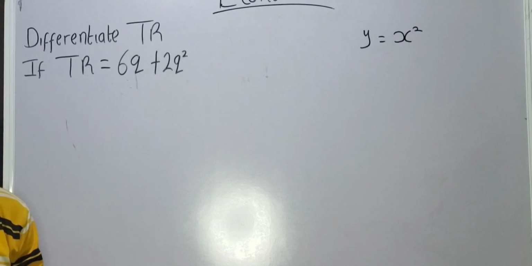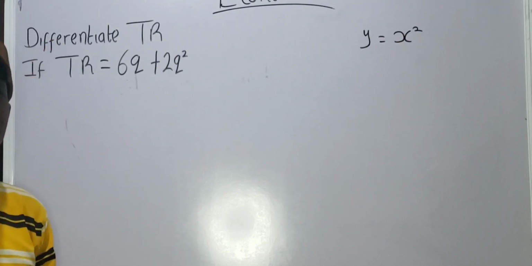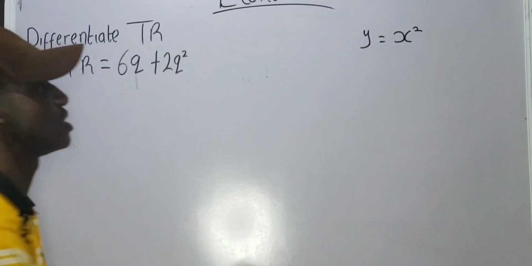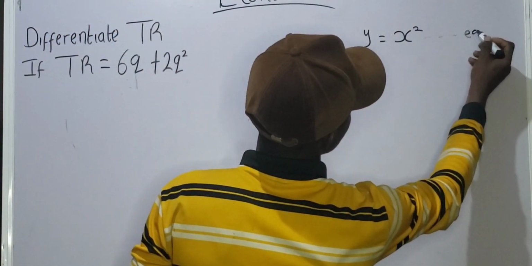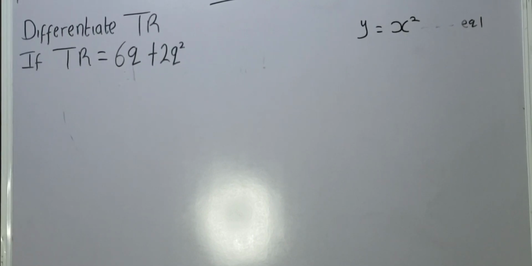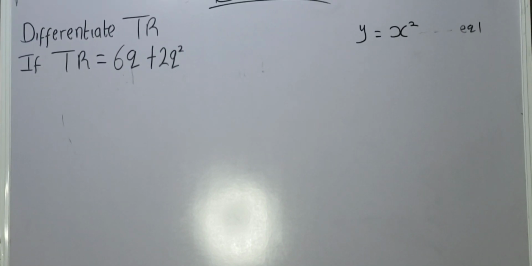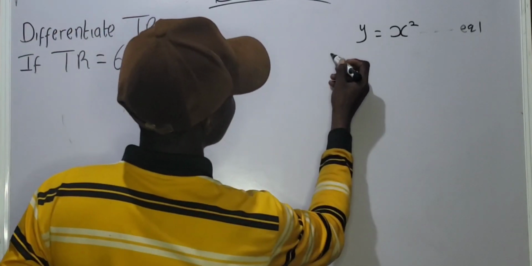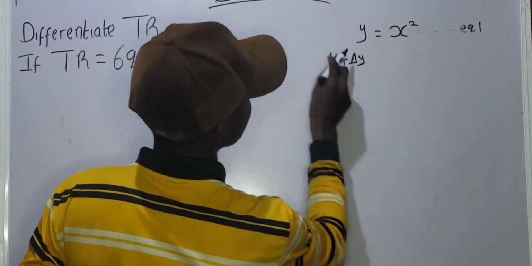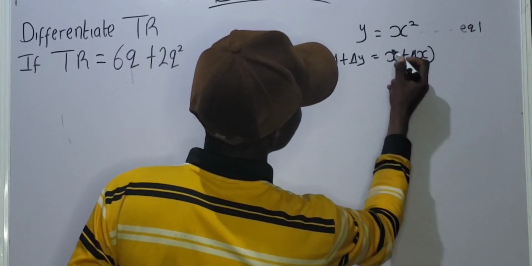The meaning of that statement is that anywhere I see x in equation 1, I'm going to add delta x. Let me call this equation 1. Anywhere I see x in equation 1, I'm going to put x plus delta x. And anywhere I see y in equation 1, I'm going to put y plus delta y. Do you understand? Okay, let's proceed. For this, I'm going to have y plus delta y, because y is here, equal to x plus delta x raised to the power of 2.